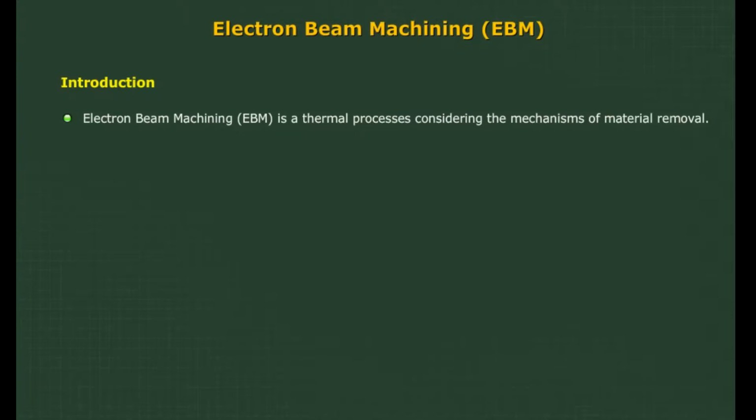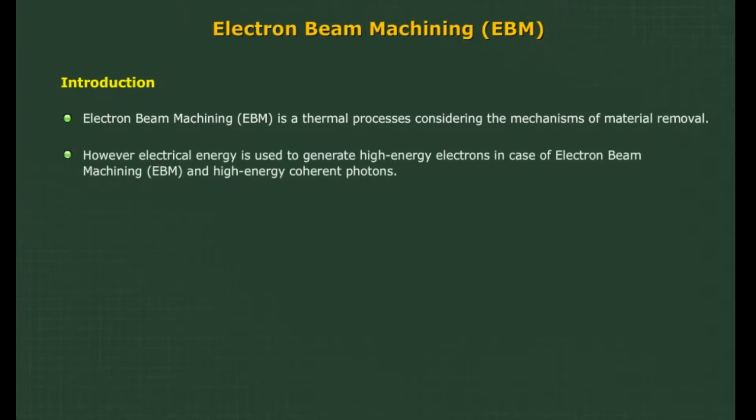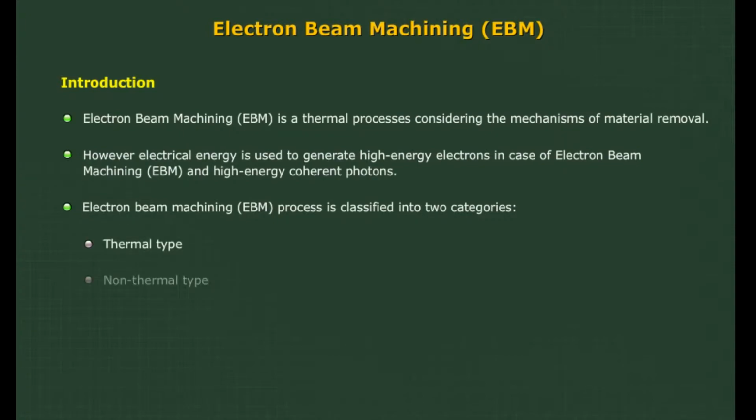Electron beam machining, EBM, is a thermal process considering the mechanisms of material removal. However, electrical energy is used to generate high-energy electrons in case of electron beam machining, EBM, and high-energy coherent photons. The EBM process is classified into two categories: 1. Thermal type, 2. Non-thermal type.